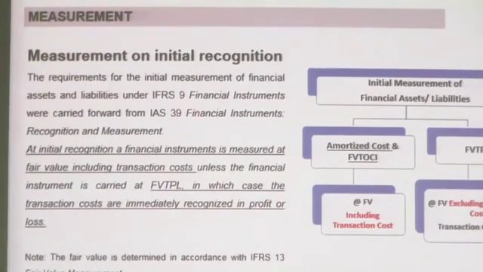If it is amortized cost or fair value through OCI, transaction cost goes to the relevant account, but if it is a fair value through P&L, transaction cost is charged to profit and loss. Is that clear? Those are very important points in the initial recognition.